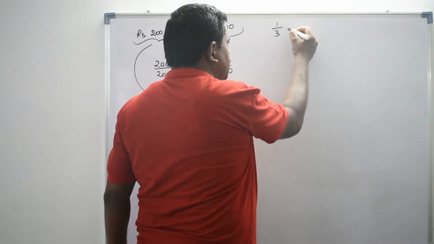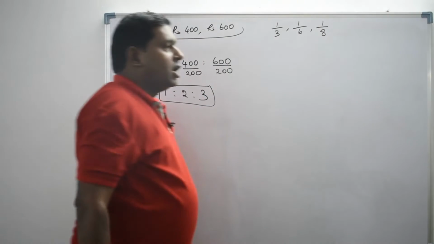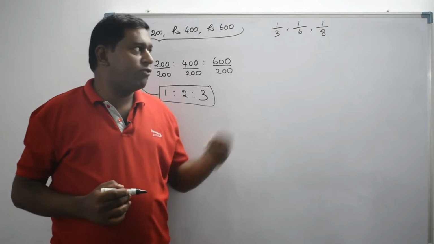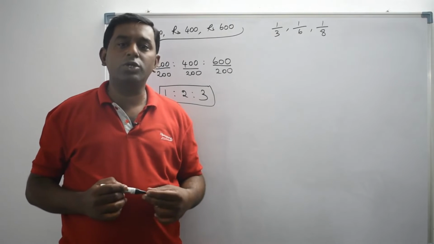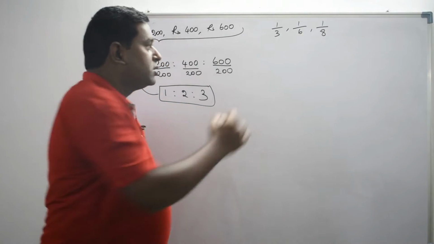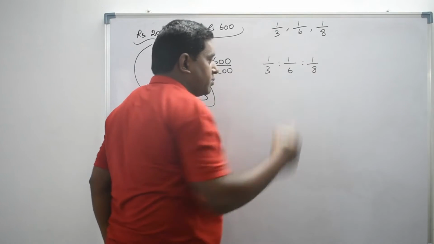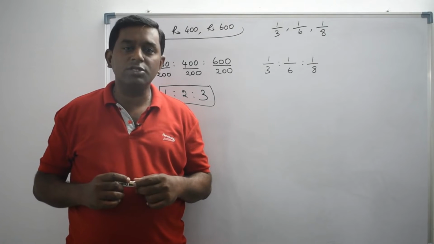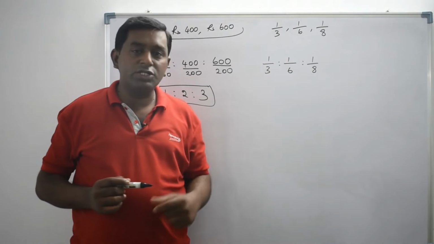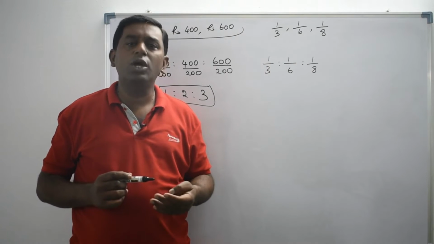Let's consider the 3 quantities 1/3, 1/6 and 1/8. I want to do continued ratio for these 3 quantities because we have 3 quantities. So 1/3 is to 1/6 is to 1/8. Just now we discussed an important property of ratio, that is the terms of a ratio always have to be expressed as integers. But here the terms of this ratio are fractions. So we have to express each term of the ratio as an integer.